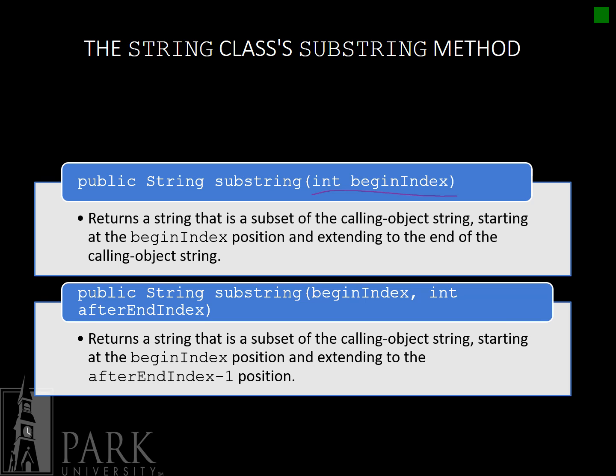The next version allows us to specify a start and a stop point. An interesting thing to note is that the stop is actually the position after the end index. So if we say I want you to start at position 2 and go to position 5, it's going to return positions 2, 3, and 4, but not 5. It's kind of confusing, but after you experiment with it a little bit, you'll figure it out.